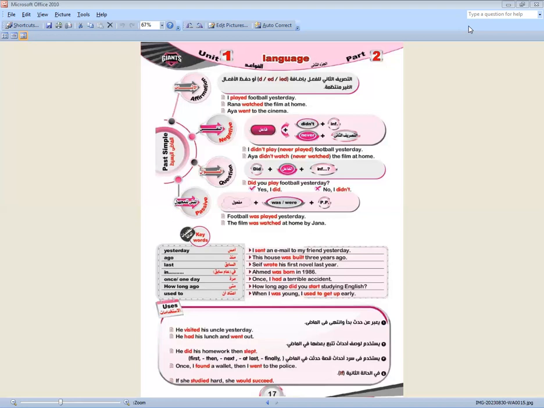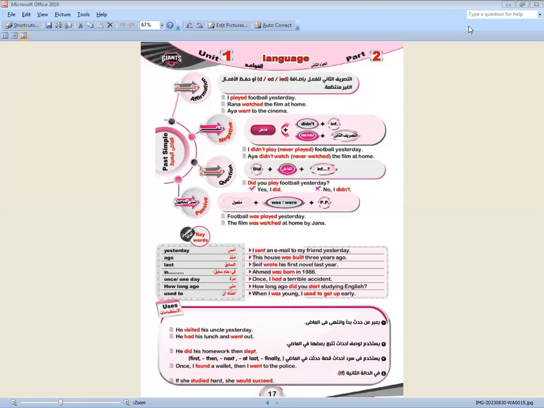Number two, we can use the past simple to describe some following actions happening after each other in the past. Like, he did his homework, then slept. Both verbs are in the past simple.